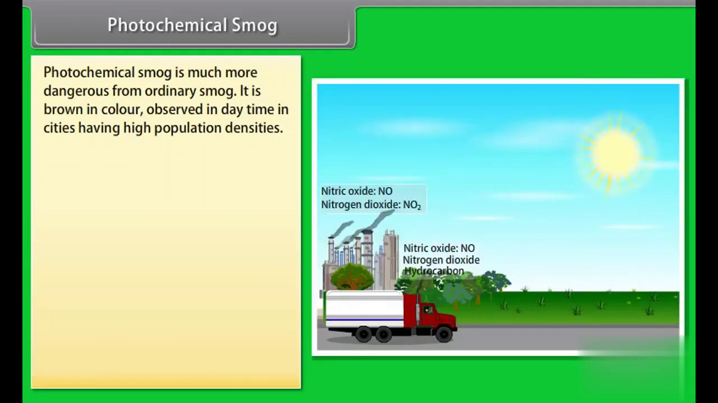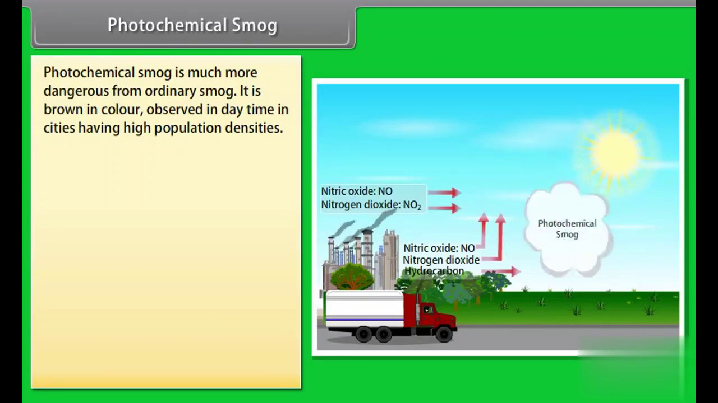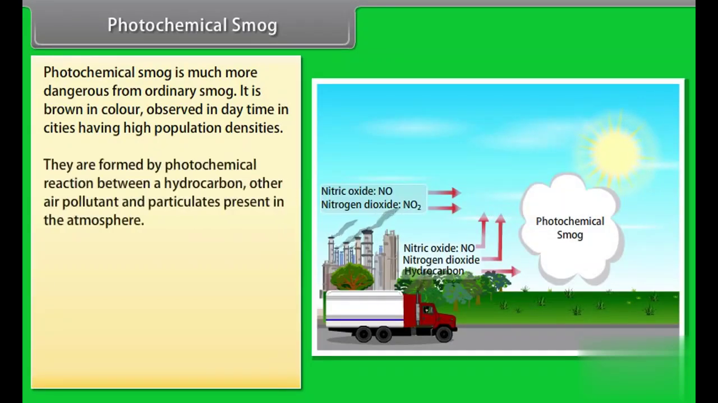Photochemical smog. Photochemical smog is much more dangerous than ordinary smog. It is brown in color, observed in the daytime in cities having high population densities. It is formed by photochemical reaction between hydrocarbons, other air pollutants and particulates present in the atmosphere.